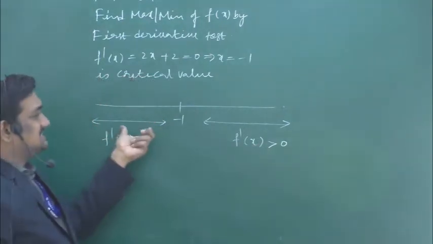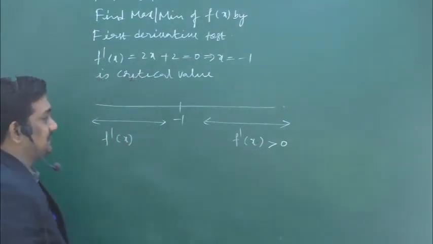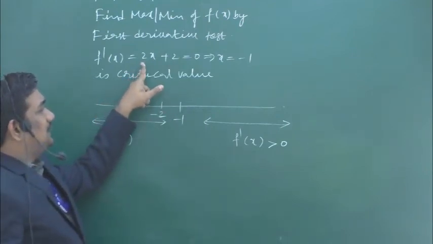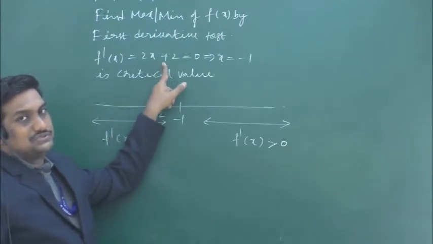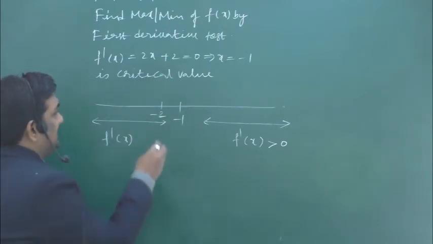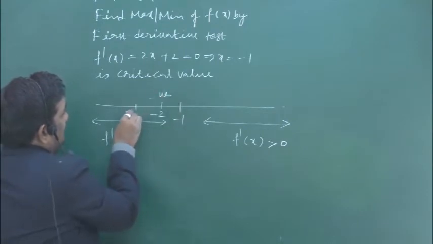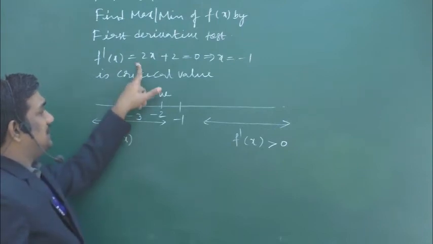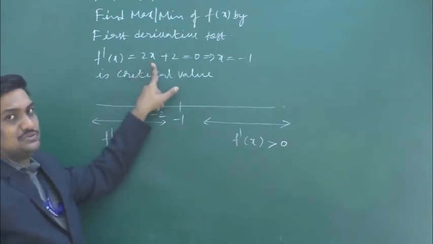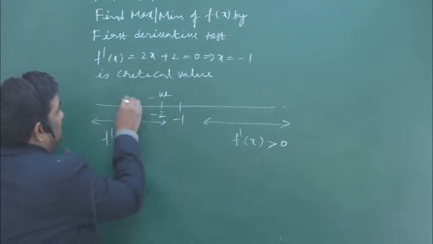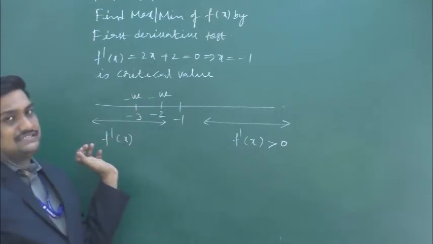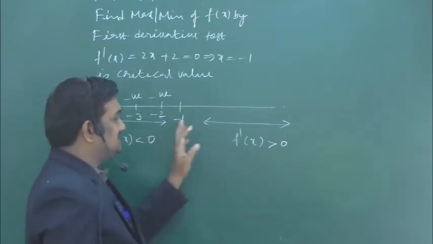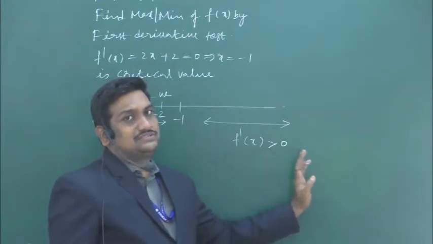Now let us take some x values on the left hand side. One value is minus 2. At minus 2, it will be 2 into minus 2, minus 4 plus 2, it is minus 2. So it is negative. Now take another value, minus 3, on the left hand side of minus 1. If it is minus 3, it is 2 into minus 3, minus 6 plus 2, minus 4. It is also negative. Okay. So on the left hand side of minus 1, the first derivative values are negative, and on the right hand side of minus 1, the first derivative values are positive.